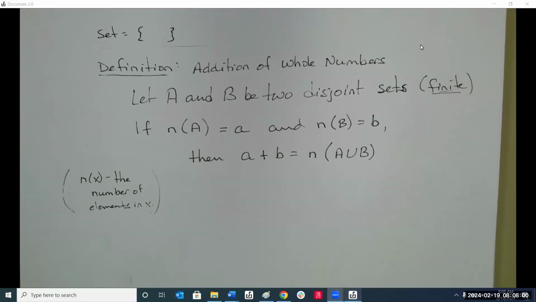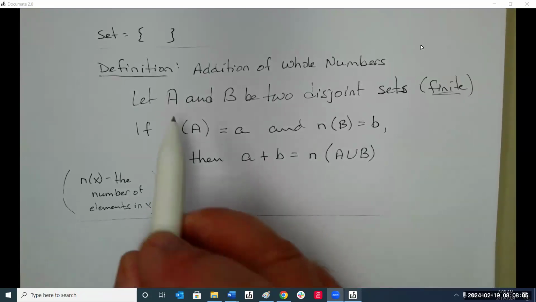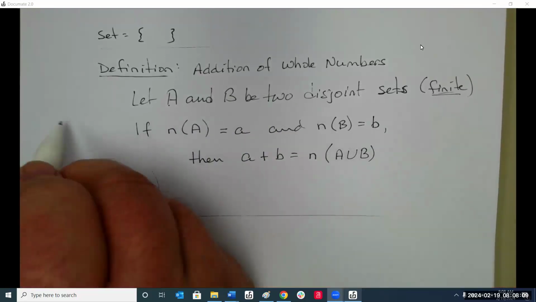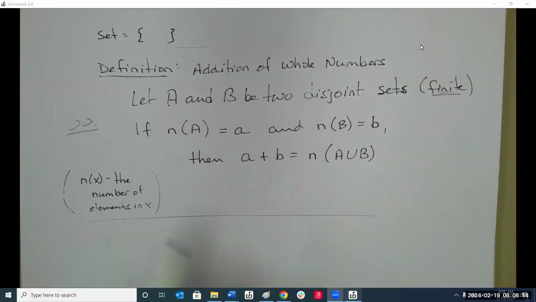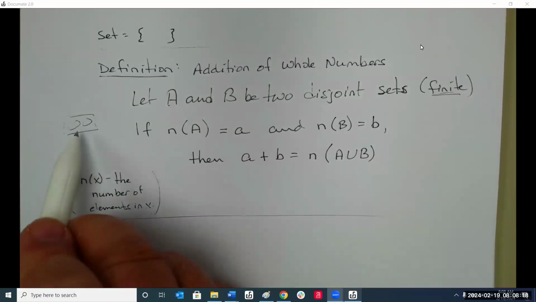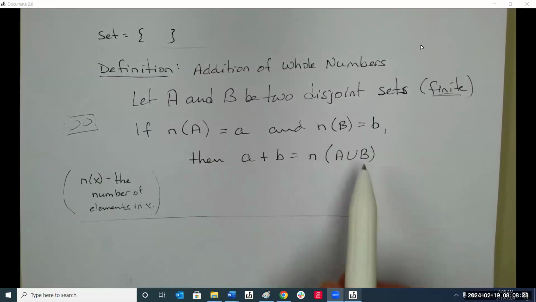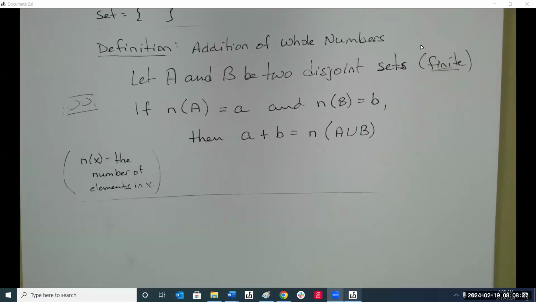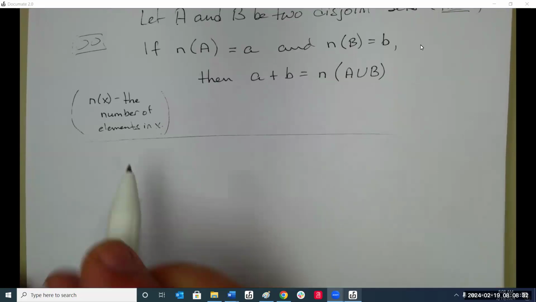Now we're going to look at different ways that we introduce this to students. So let A and B be two sets. They're disjoint. They don't have to be the same. If we look at a Venn diagram, there are two non-overlapping sets. If we add the cardinalities of the two, then we get the cardinality of the union of both sets. And that's how we introduce things to kids.